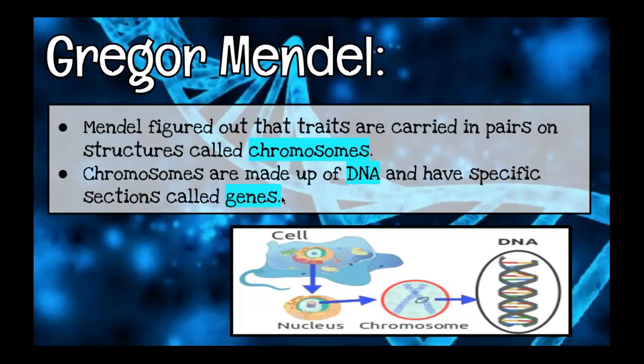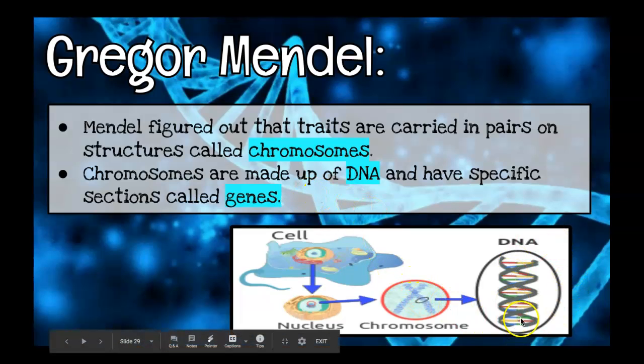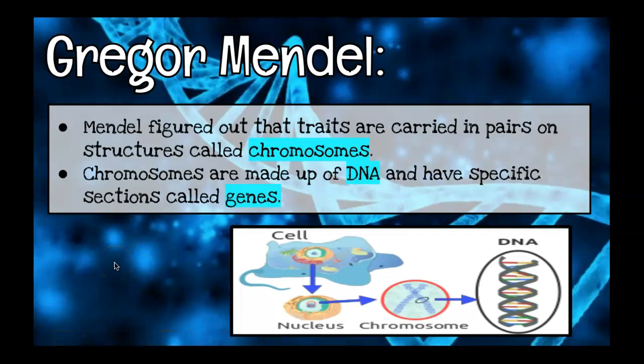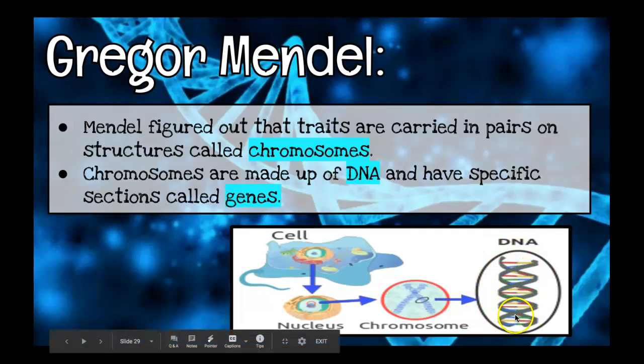So he figured out that traits were carried in pairs on structures called chromosomes. So when we talked about reproduction and we talked about chromosomes a little bit, we said that chromosomes have DNA on them. So the chromosomes are made up, like you see here, of the DNA sequences which carry your different traits. And on these DNA sequences, you have different little sections that code for specific genes.